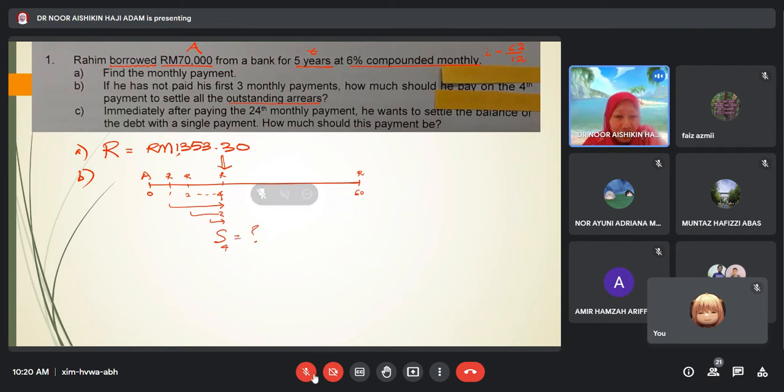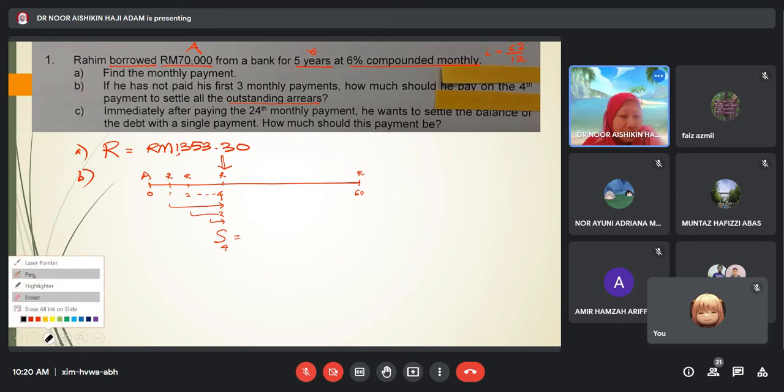Betul kelas? Betul tak? Betul. That means you're looking for S. Maknanya we're looking for S. So what is S4? What do you get? What's the answer? Berapa jumlah yang dia kena bayar? Hutang 3 bulan campur the payment for the 4th month. So what should it be? RM?